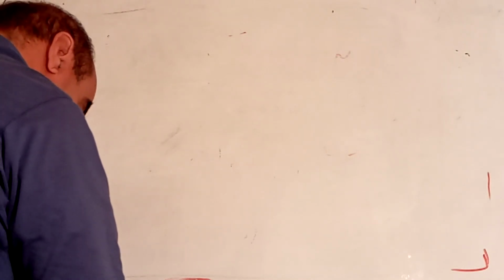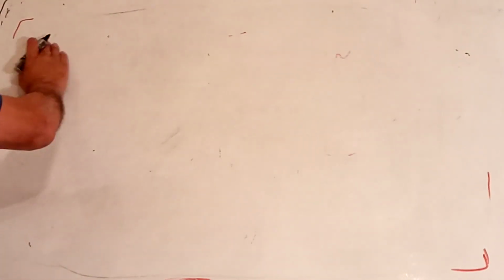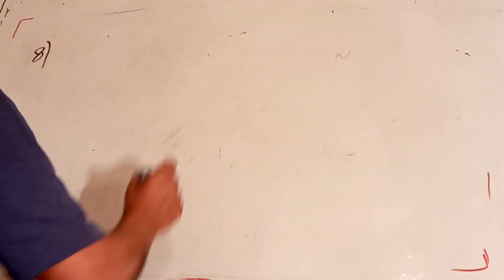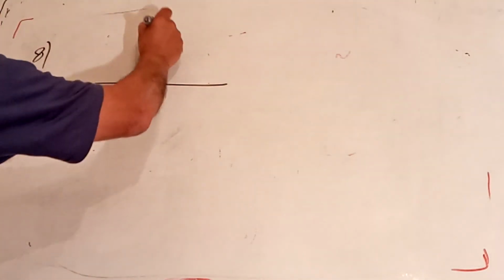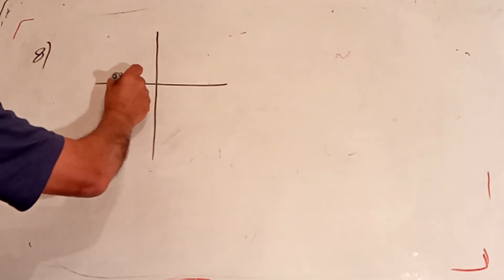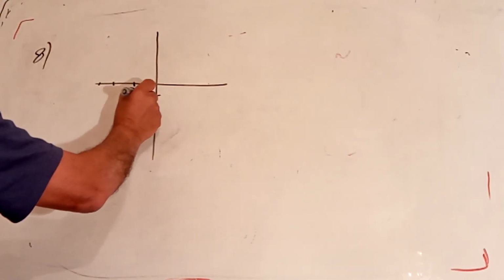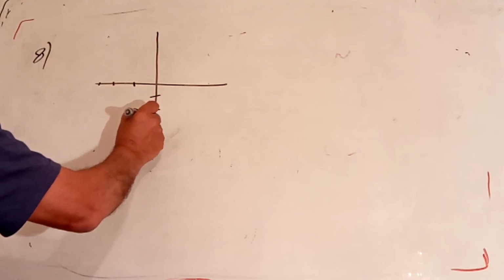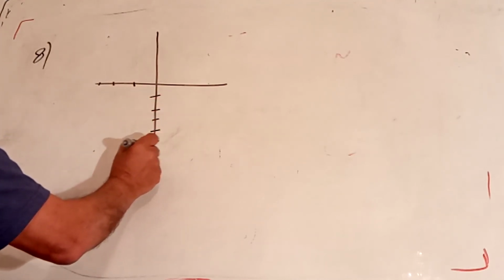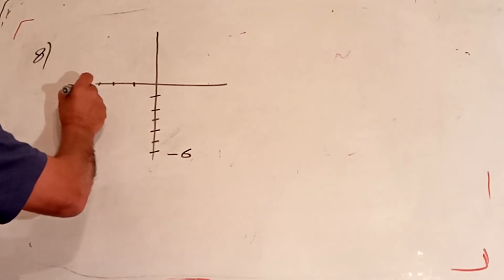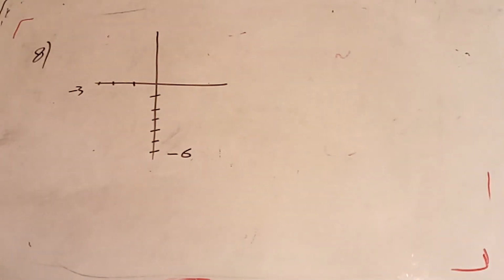Let's go to the next point, number 8. It is -3 and -6. -3, then -1, -2, -3, -4, -5, -6. So this is -6 and this is -3. So this is the point here.